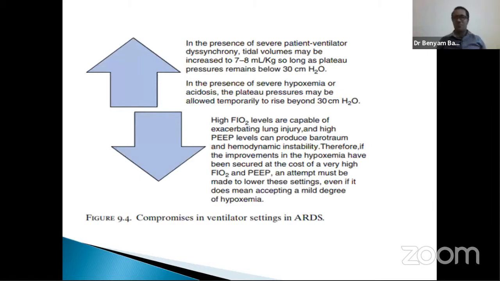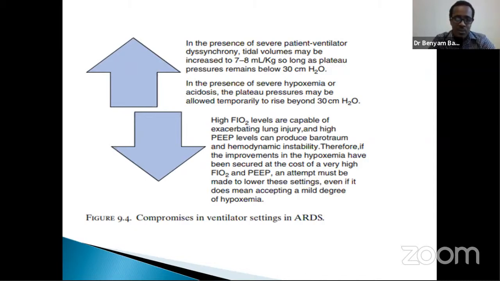So we have to make some compromises whenever we do ventilation in an ARDS patient. We may have to increase volumes up to 7 to 8 mL per kg, as long as the plateau pressure remains below 30 centimeters of water. In the presence of severe hypoxemia or acidosis, plateau pressure may be allowed temporarily to be raised. So if you're acting on an ARDS patient, you may increase the pressure, I-time, and the PEEP.